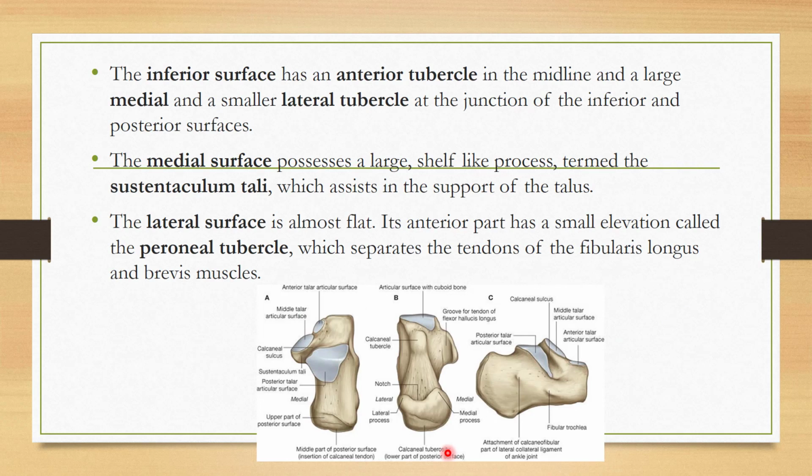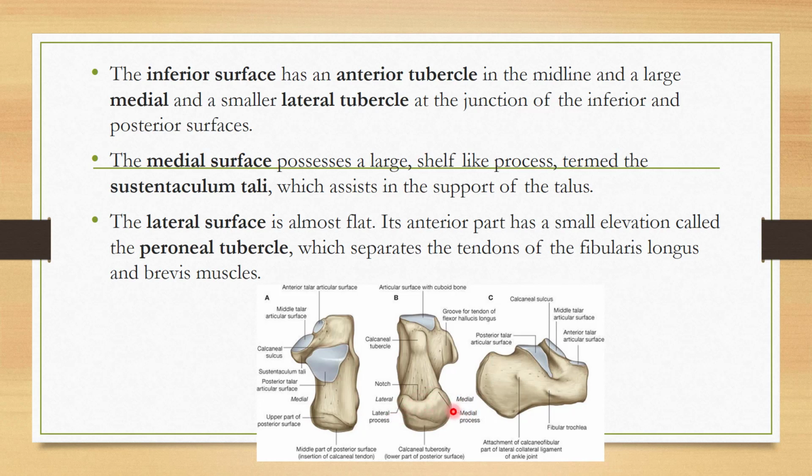Now the inferior surface of the calcaneum bone. See here, this is the diagram which is showing the inferior surface of the calcaneum. Inferiorly we have 3 tubercles. See here, one tubercle is on the anterior side of the inferior surface and 2 tubercles are on the posterior side of the inferior surface.